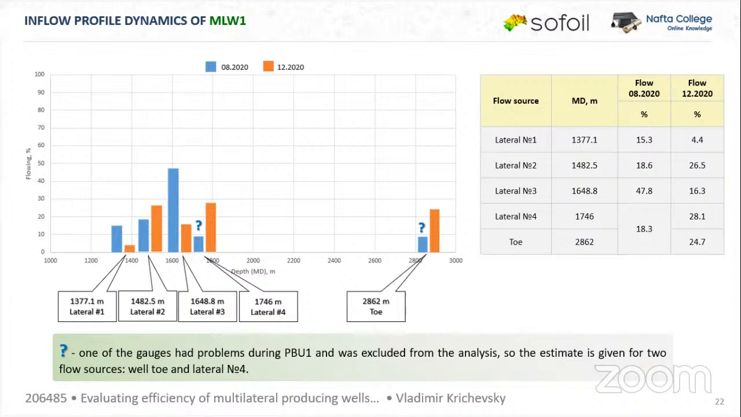So I have to admit, when evaluating the interval near the first pressure buildup, one of the sensors was excluded from the analysis due to problems in the reading. Therefore, one of the inflow estimates was given for 2 intervals in total, the interval from the toe and lateral number 4. In the plot on the left, this estimate is divided in halves.